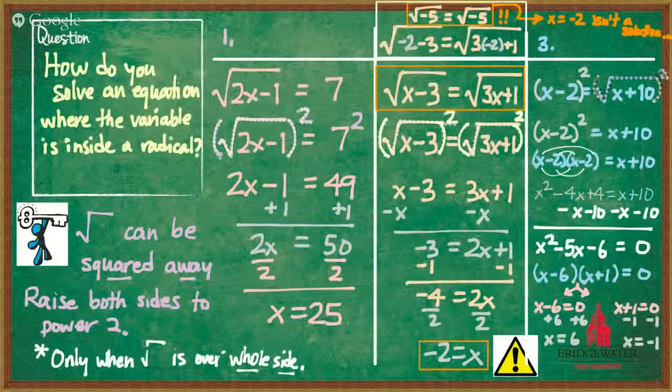So what I want to do is preview our next discussion about the graphs of radical functions by actually looking at the graphs of these two radical expressions, the square root of x minus 3 and the square root of 3x plus 1, and hopefully try to explain what just happened in the extraneous solution that we just got.